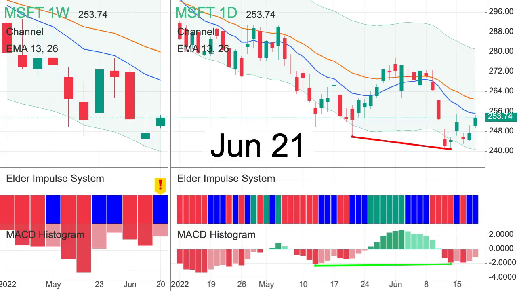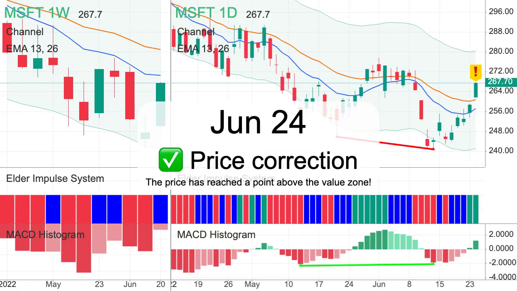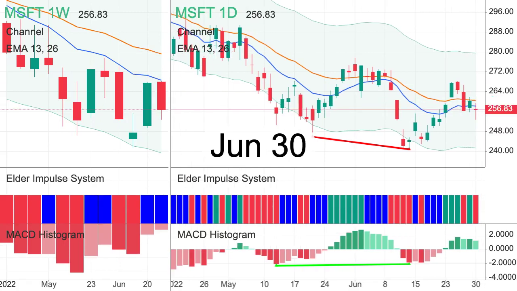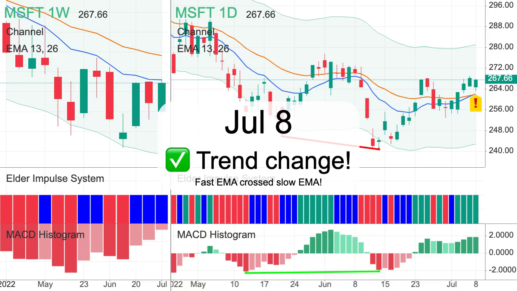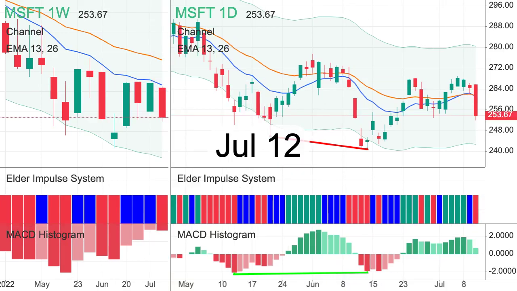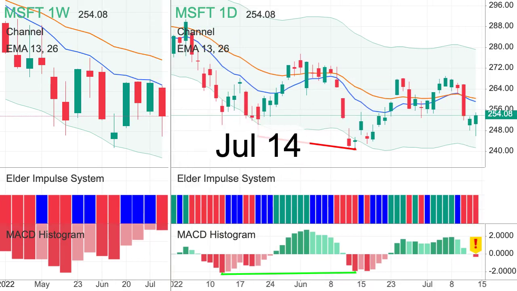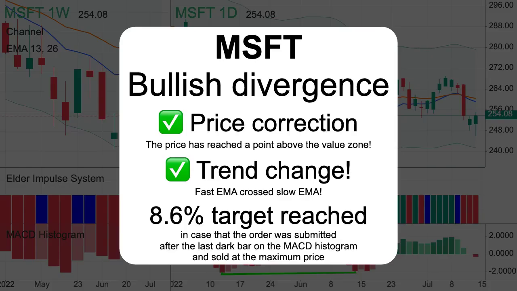There is a blue bar on an Elder impulse system on the weekly chart. The price has reached a point above the value zone. Fast EMA crossed slow EMA. MACD histogram crossed the zero line. 8.6% target reached.